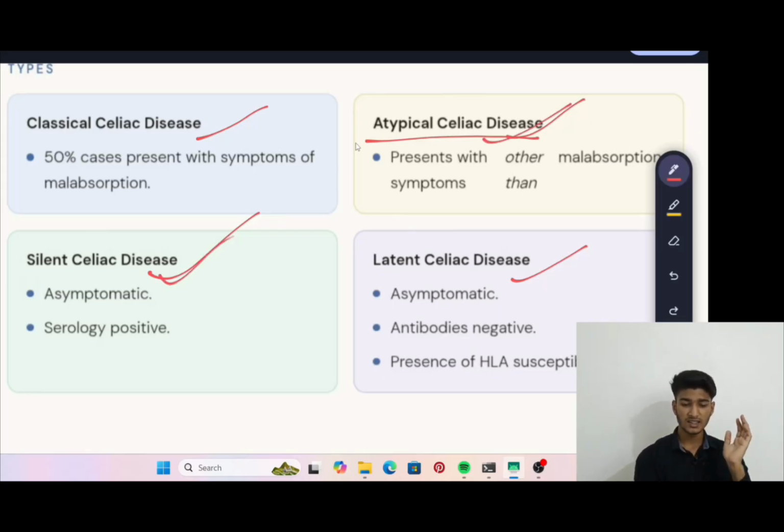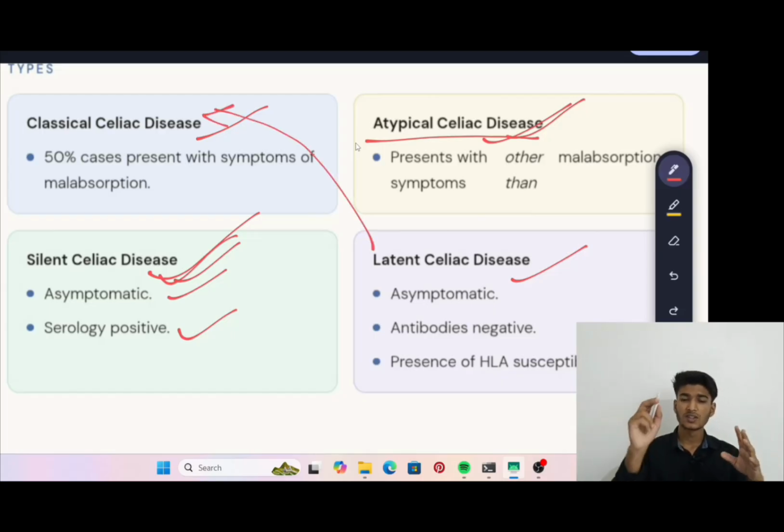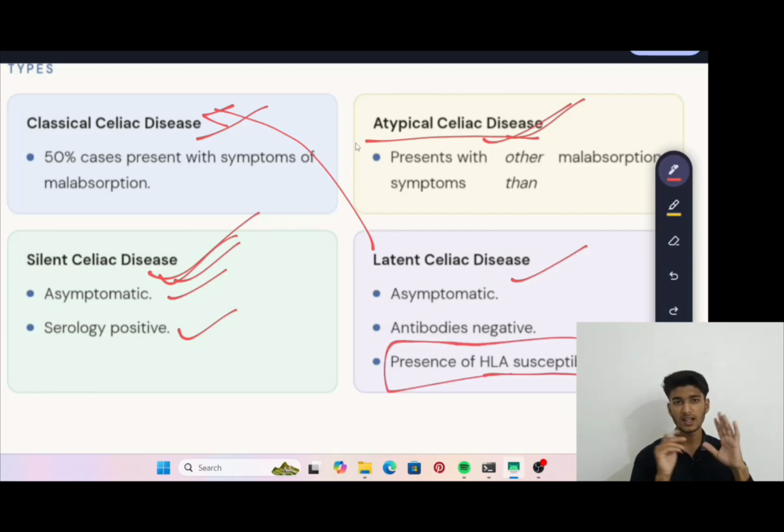Then third is the silent celiac disease. This is mostly asymptomatic, but the serology is positive. Whenever you take the blood, it will show that this person is suffering with celiac disease, but there are no symptoms of that disease. So this is silent celiac disease. Fourth is the latent celiac disease. In latent celiac disease, the serology is negative. The individual is not suffering with any symptom, but still has a high risk of getting classical celiac disease just because he has the susceptibility to the HLA gene. That's it. Presence of HLA susceptibility is the only thing by which we can say that the patient might have latent celiac disease.